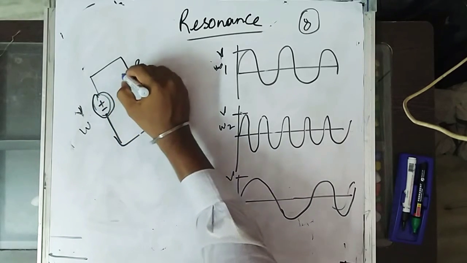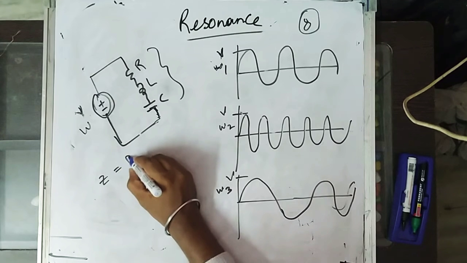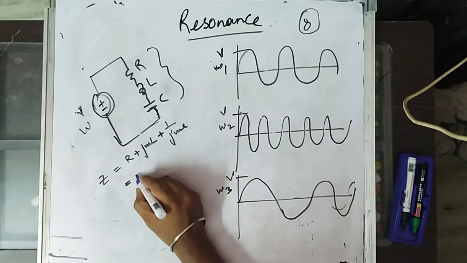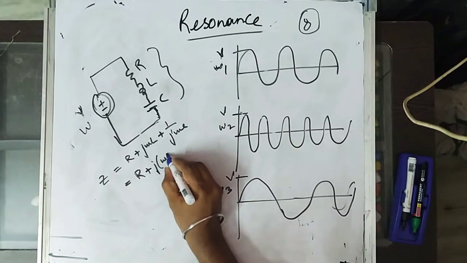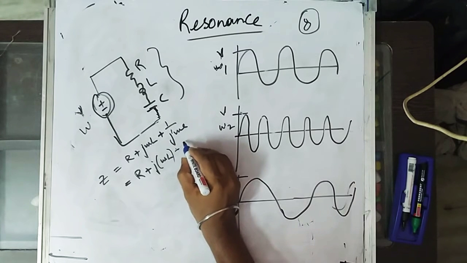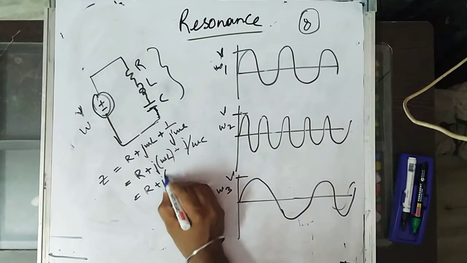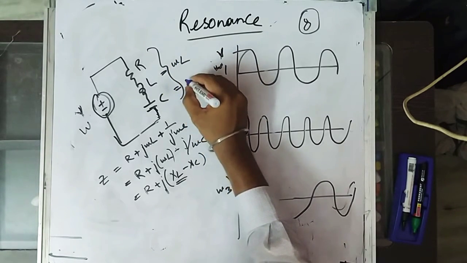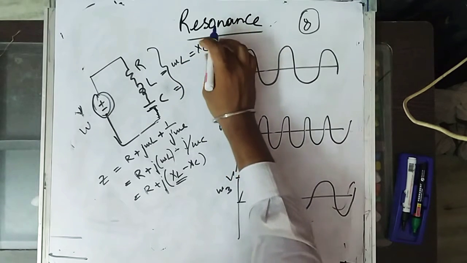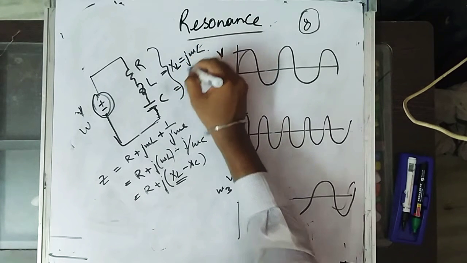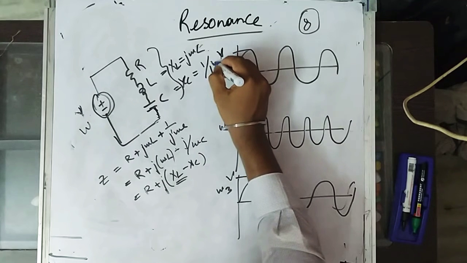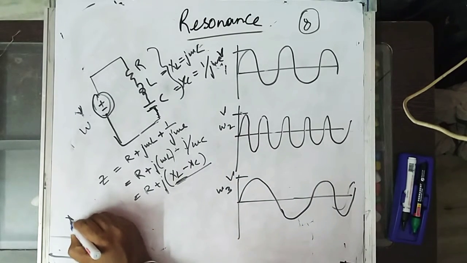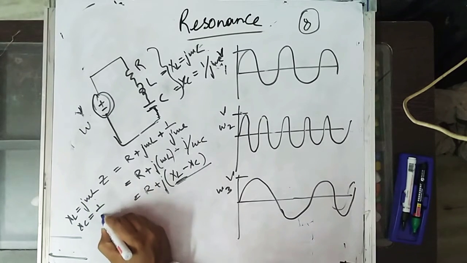So if you observe carefully, the total impedance Z is written as Z equal to what? R plus j omega L plus 1 by j omega C. So by this we will get R plus j omega L minus j by omega C, which equals R plus j of XL minus XC. So here XL equals what? Omega L. XC equals what? XL equals j omega L, and XC equals 1 by j omega C.